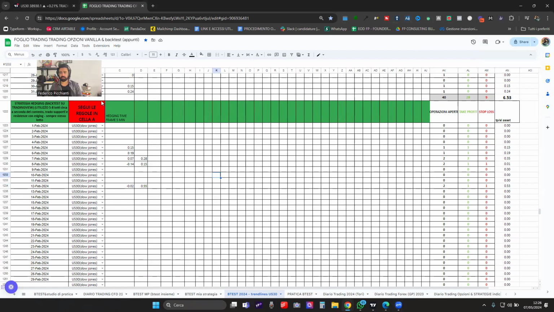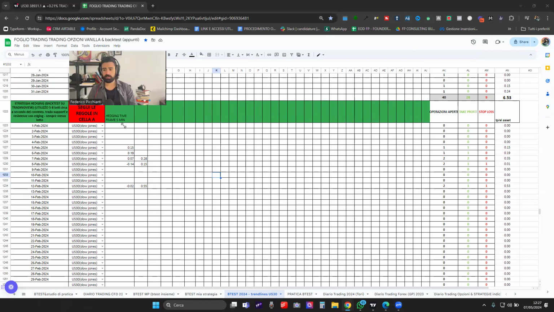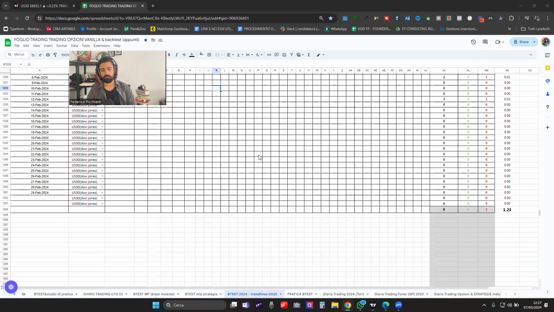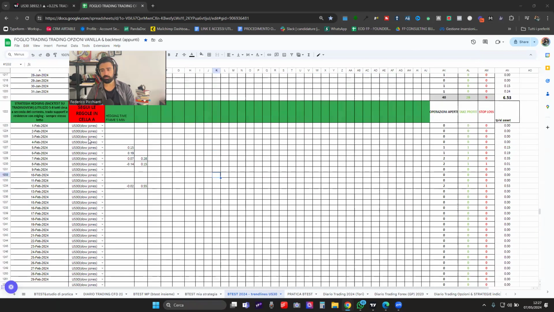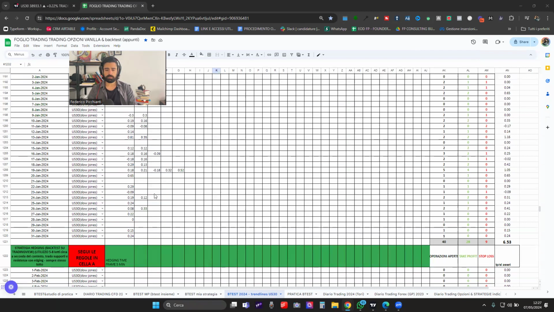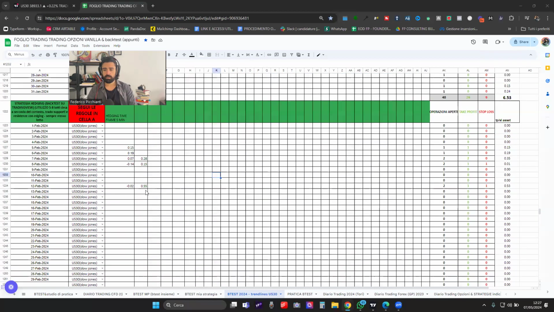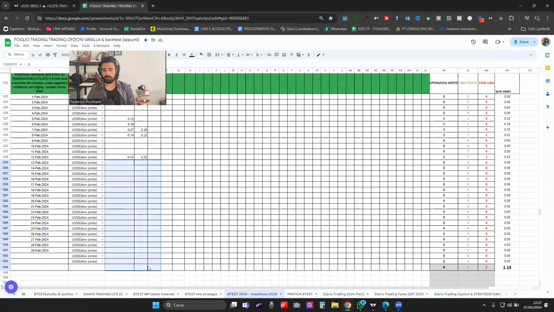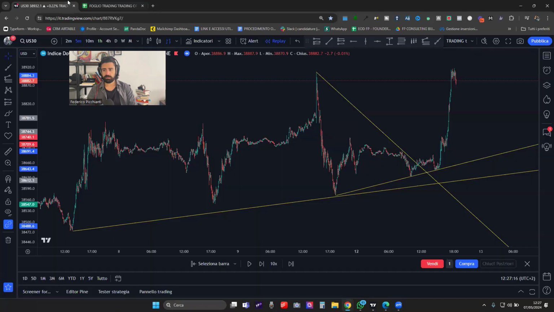This is the backtesting phase I've been recording. It's the 1st February 2024, and I'm on a profit of 1.23% on average on the Dow Jones. We've been trading the Dow Jones forever. I still have February to complete, so we'll be completing that backtesting together.